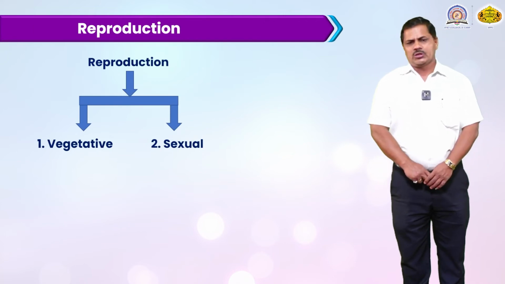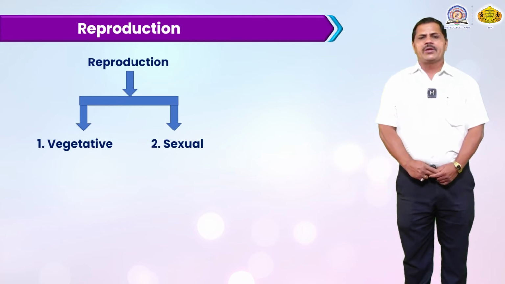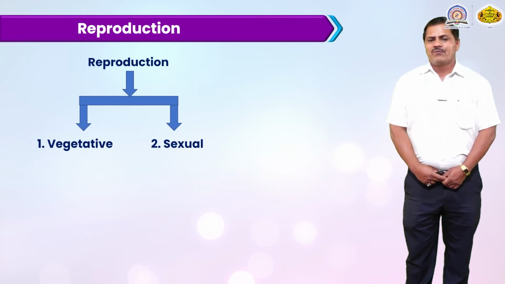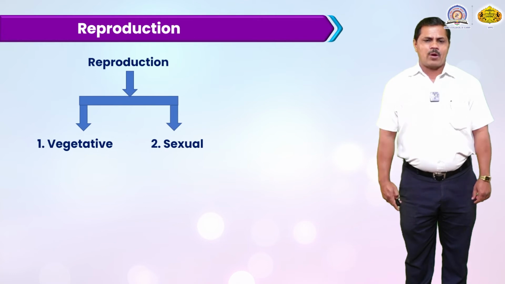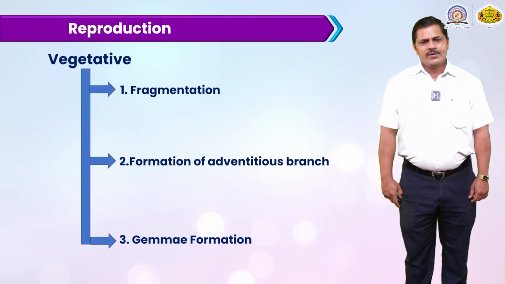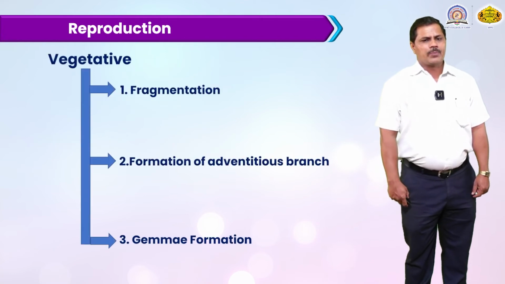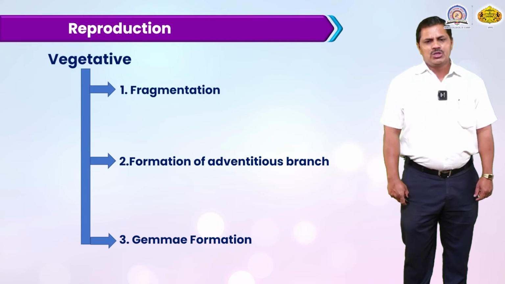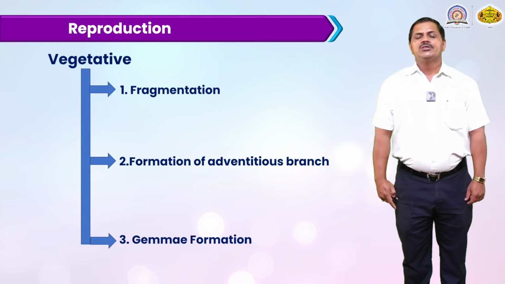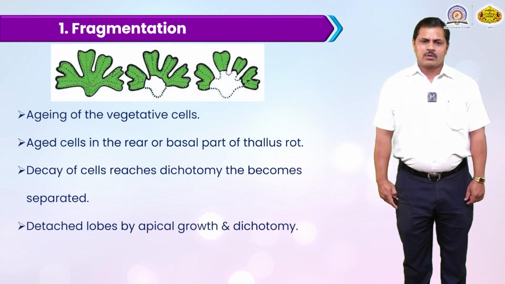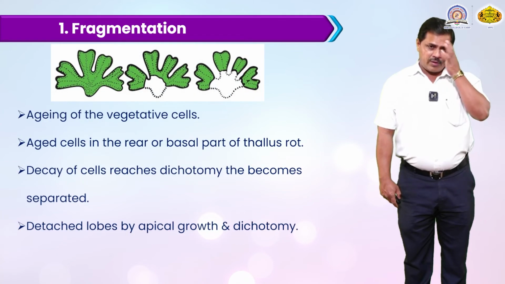Then, reproduction of Marchantia. Marchantia reproduces in two ways. First is vegetative reproduction, and the second is sexual reproduction. We will discuss vegetative reproduction. First is fragmentation, second is the formation of adventitious branches, and third is gemma formation. We will discuss them one by one.